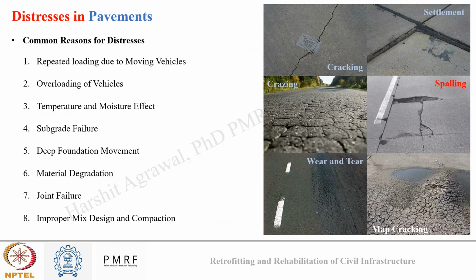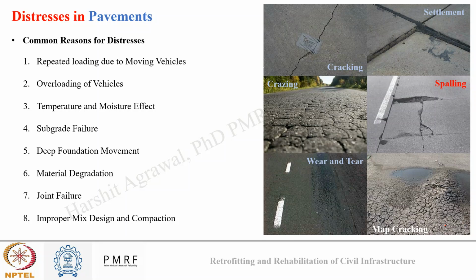Now, based on the application, load, and environmental conditions, the pavement experiences different types and intensity of stresses, and the end result of these stresses is distress in the pavement. There can be several reasons for distress in pavement. First is repetitive loading due to moving vehicles, which can cause fatigue stress. Second is overloading of vehicles, which exceeds the ultimate strength of the pavement. Third is temperature and moisture effect, which may generate shrinkage and tensile stresses.